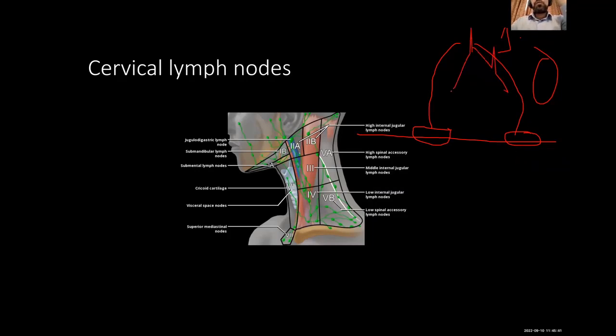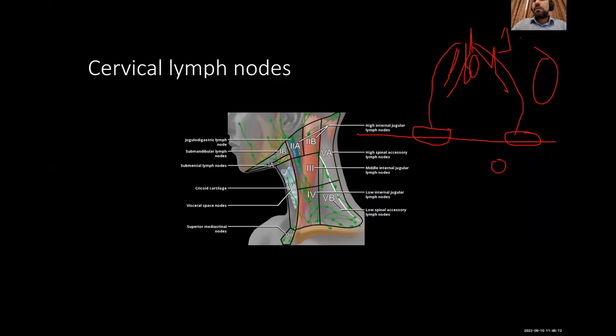In this region, between the two bellies of the digastric muscle, this is level 1A. Rather than that, it is level 1B. On the other hand, starting from here to the level of the hyoid bone, it is 2A. Below the hyoid, level 3. And like that.